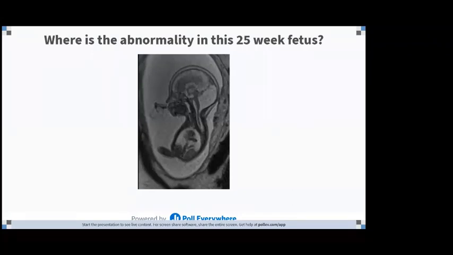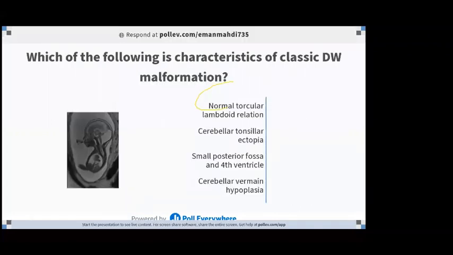So in this case, you just click where is the abnormality. Right here. Okay. So I see we're all over the place, but there is more focus within the posterior fossa. Oh, interesting. I don't know why this stayed here. Okay. So the next question.